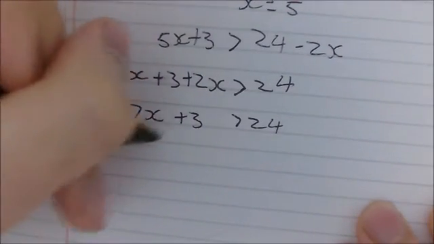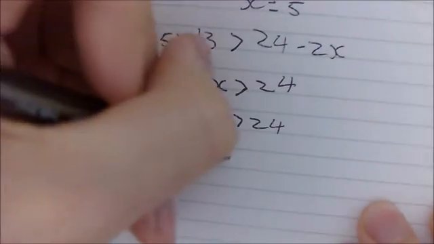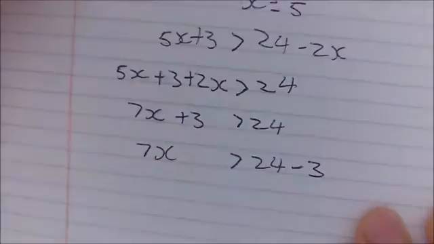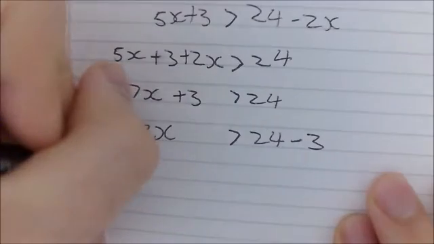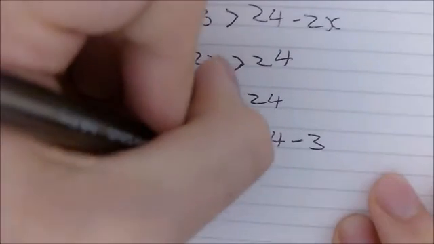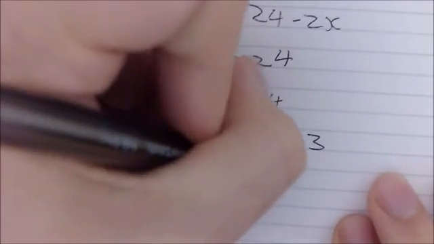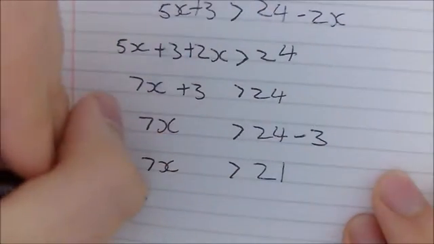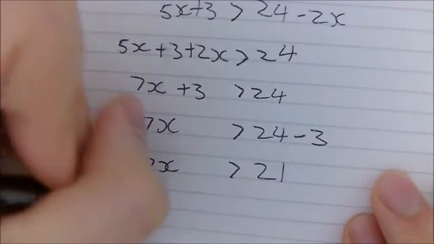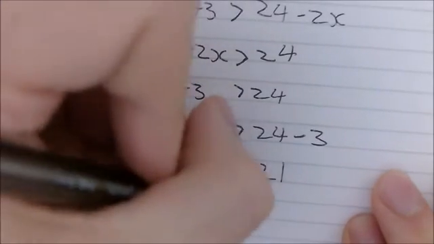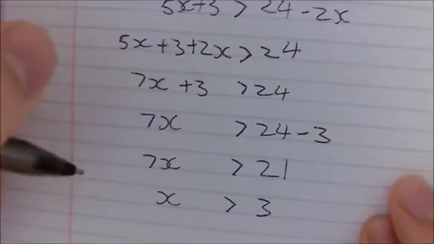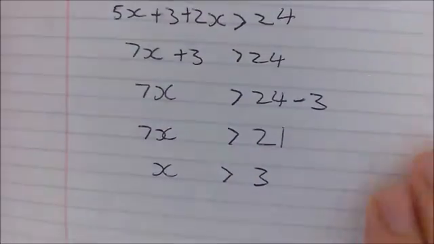Now we have to remove the plus 3, so we got 7x is bigger than 24 minus 3, because that's the opposite of plus 3. So then 7x is bigger than 21. And then divide by 7, we got x is bigger than 21 divided by 7 is 3. So x has to be bigger than 3.